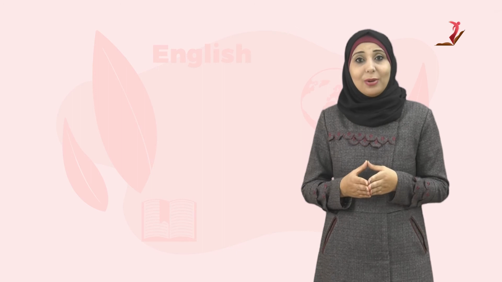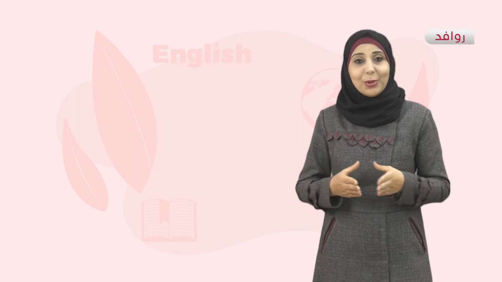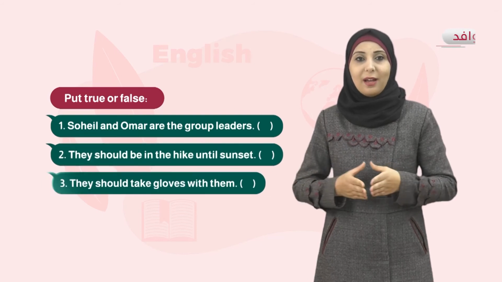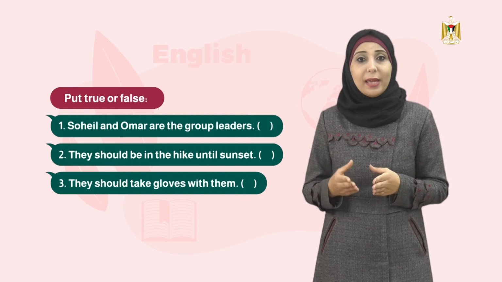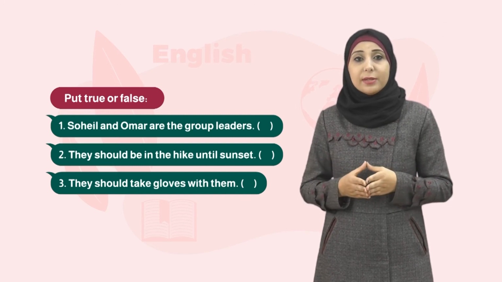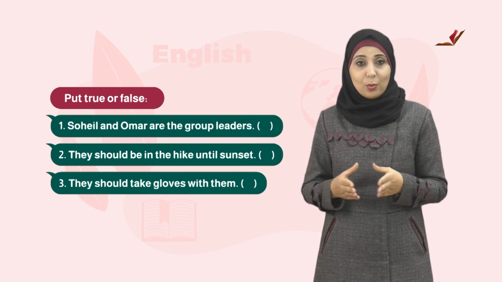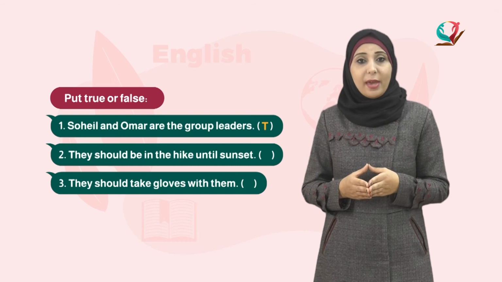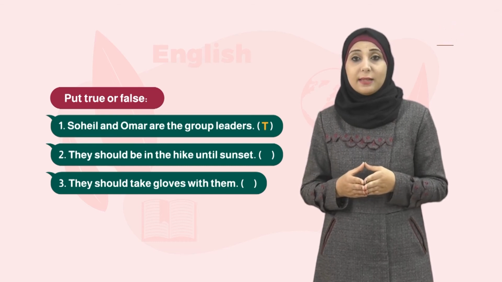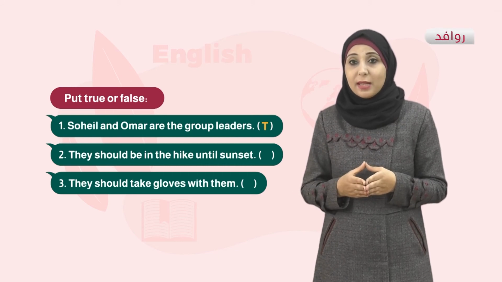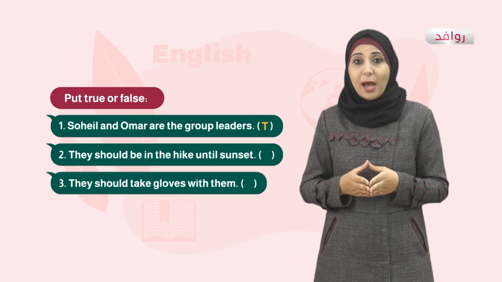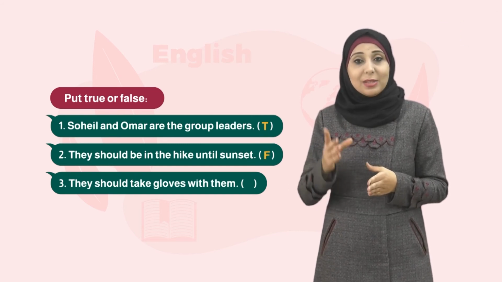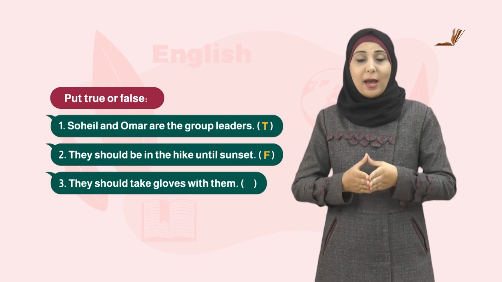Now, can you answer the following questions? Put true or false. Number 1. Suhail and Omar are the group leaders. Yes, that's right. Number 2. They should be in the hike until sunset. Sunset means غروب الشمس. False. Not until, before. They should come before sunset.